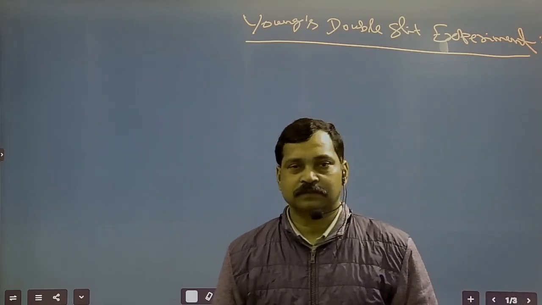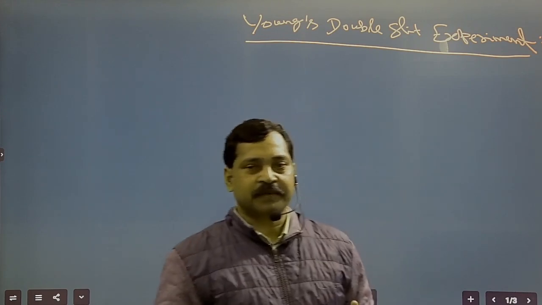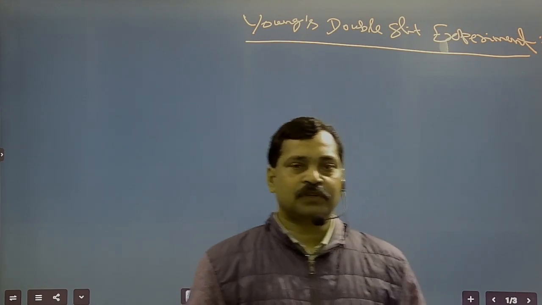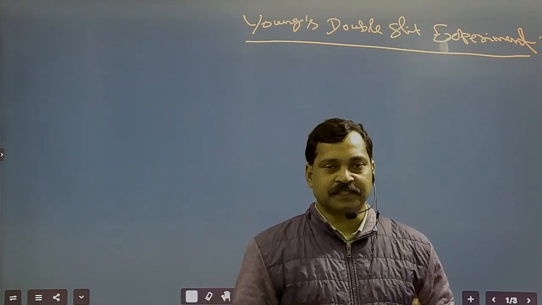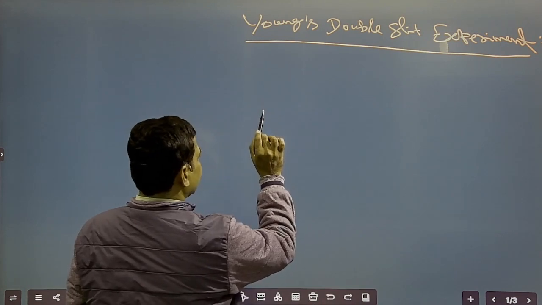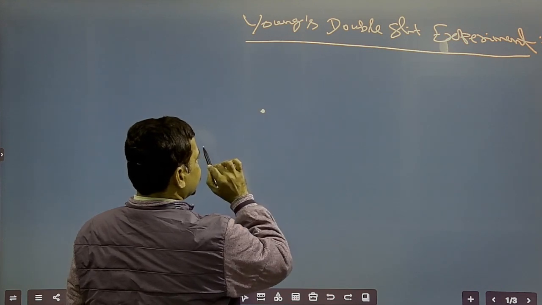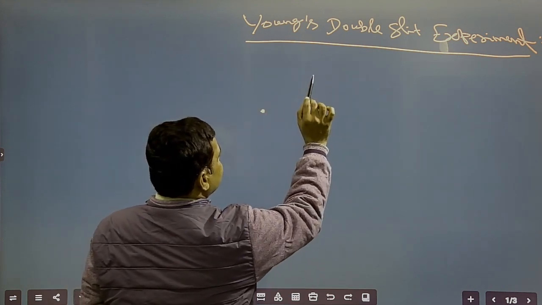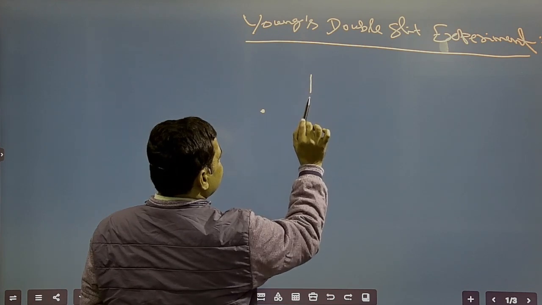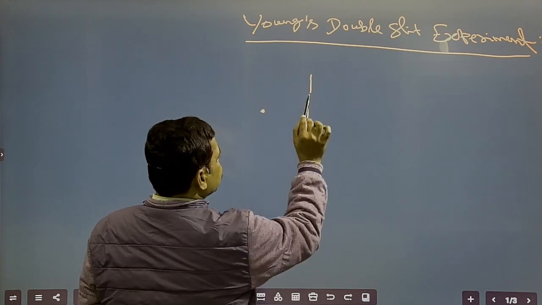Hi students, today we'll discuss Young's double slit experiment, which is a very important concept for your coming board exam, right? So in Young's double slit experiment, we are considering a monochromatic source of light, and at a very small distance we are putting rectangular slits.